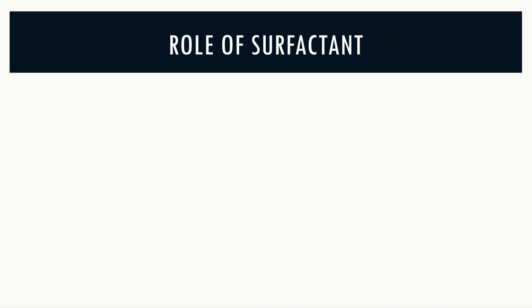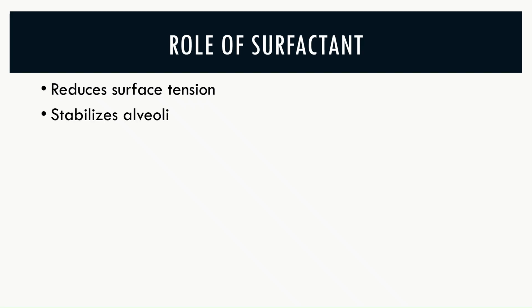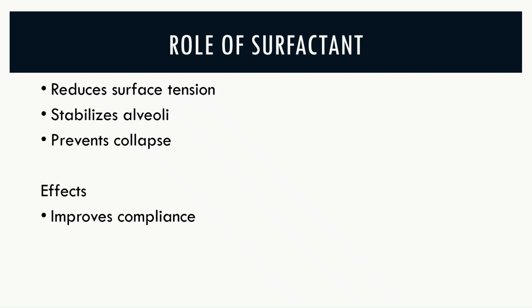Role of surfactant. The surfactant reduces surface tension in alveoli. This stabilizes alveoli of different sizes, improves compliance, and prevents collapse, especially at low lung volumes.